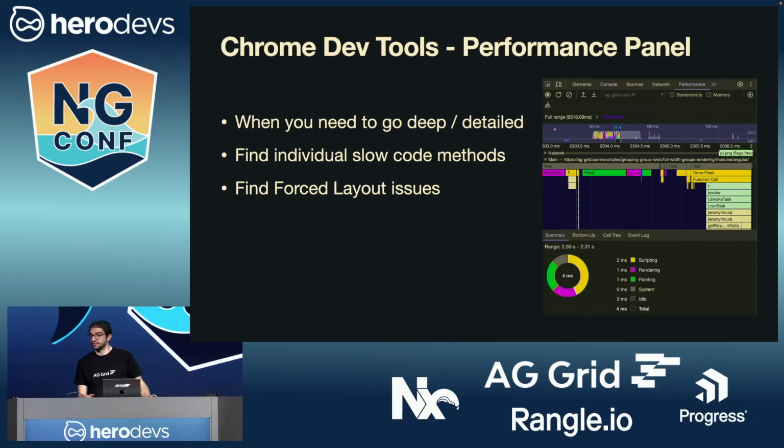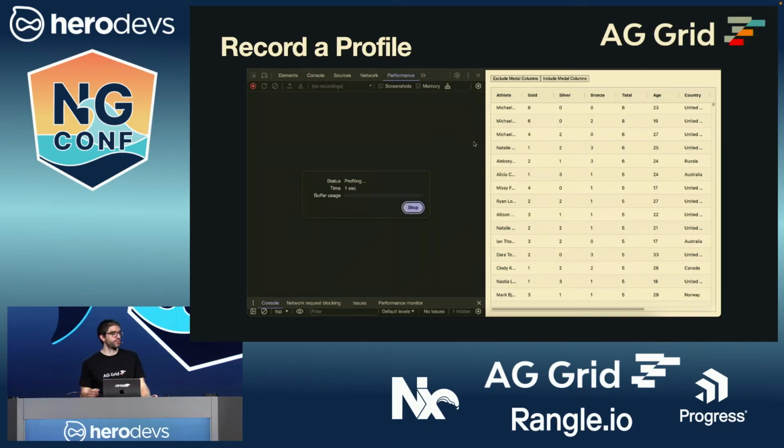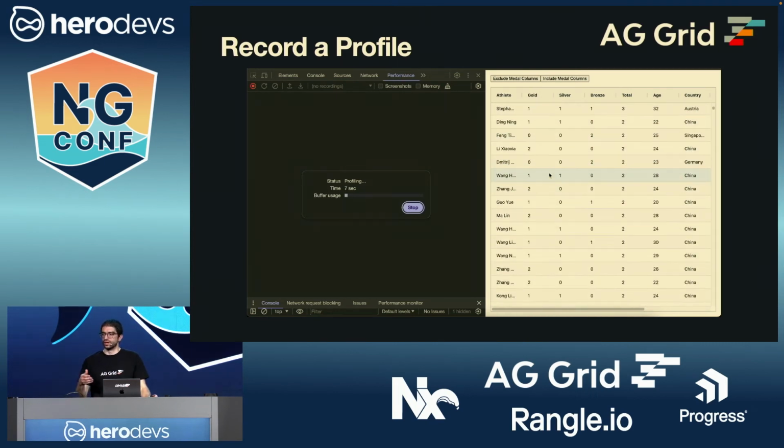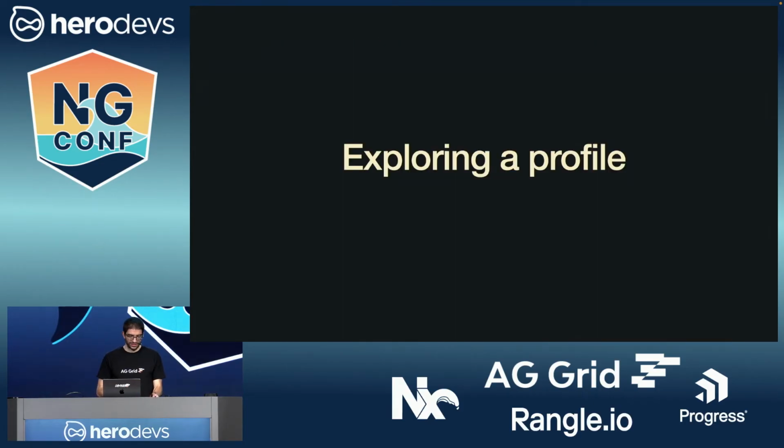So it's detailed. To record a profile, open up your DevTools, go to the performance panel, click record, and then interact with your application. It will record everything that's going on, and then you stop the profile, and you'll see this kind of view. So we've got this overview timeline, we've got some stuff in the middle, which you can't see at the moment, and then a table at the bottom, which is actually the bottom-up view, which is definitely one of my favorites. So now let's go and explore a profile.